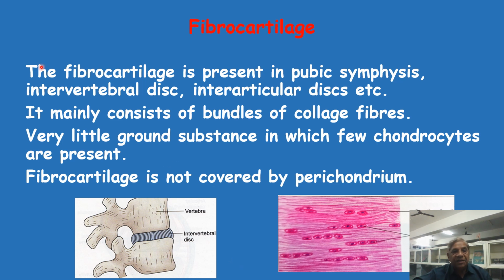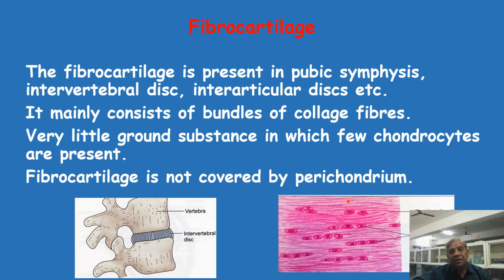Let us see the characteristics of the fibrocartilage. The fibrocartilage is present in the pubic symphysis. It is the joint between the two bones in the midline anteriorly. Then, this I have already told you, in the intervertebral disc, okay. And then in the interarticular disc, when I was teaching you the joints, I told you that one of the characteristics in some of the synovial joints is that the joint cavity is divided into two compartments with the help of an articular disc, which is also made up of fibrocartilage. And at certain places in some joints, the articular cartilage, which was otherwise hyaline everywhere, is also fibrocartilage.